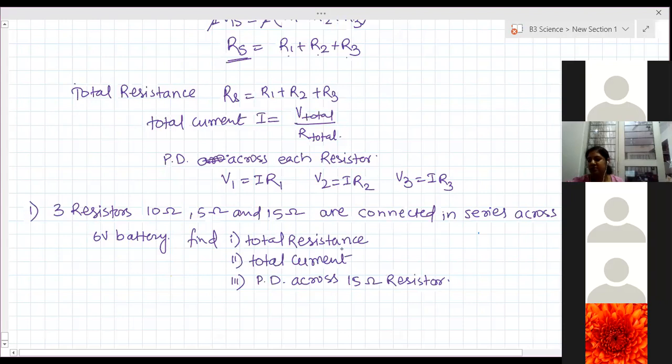So this kind of numericals can be asked on this part. This kind of numericals are asked on this part. Ma'am, how many marks is this for? 3 marks.